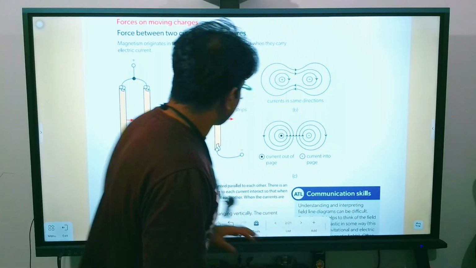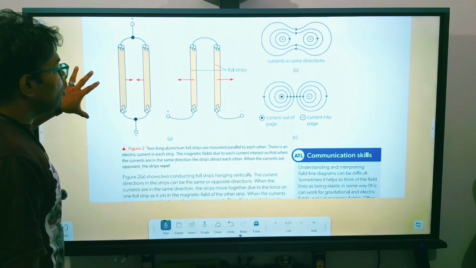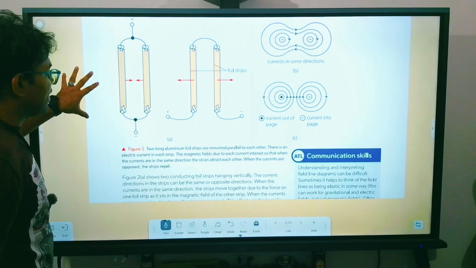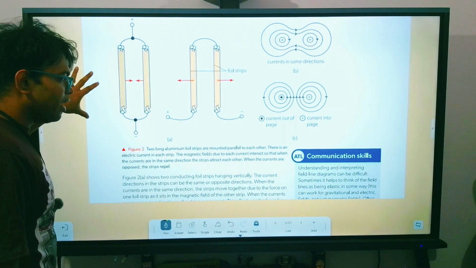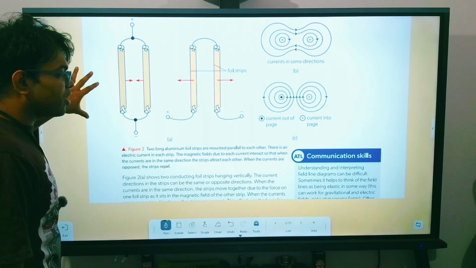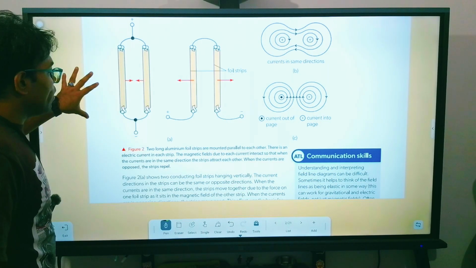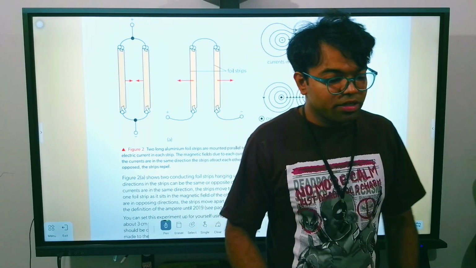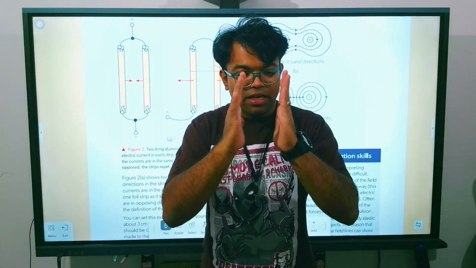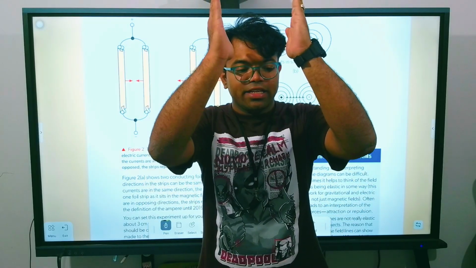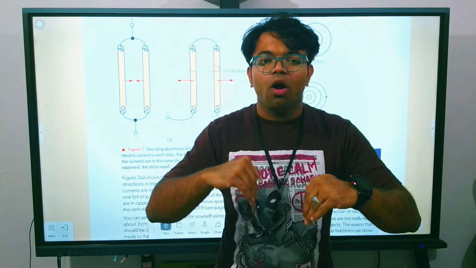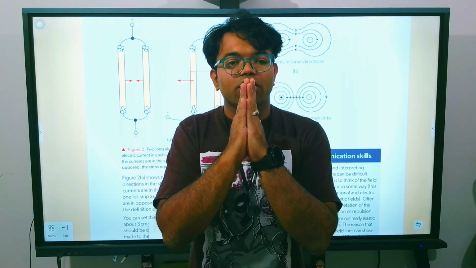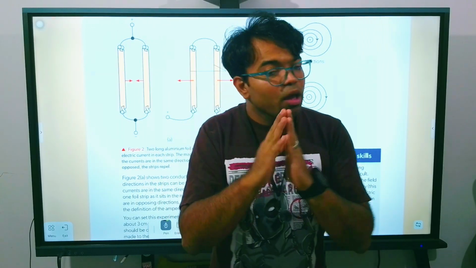Okay, let's go on. So, what is happening here? Two long aluminum strips are mounted parallel to each other. There is an electrical current in each strip. The magnetic field due to each current interacts so that when the currents are in the same direction, the strips attract each other. Understood? When they are close to each other, and the current is in the same direction, either upward or downward, what will happen? The foils will get closer to each other because of the force of attraction that exists between them.